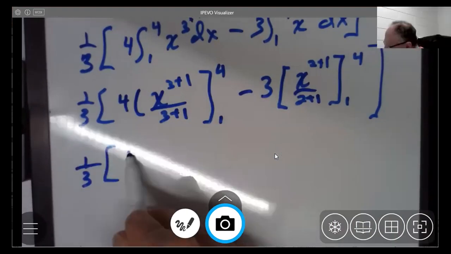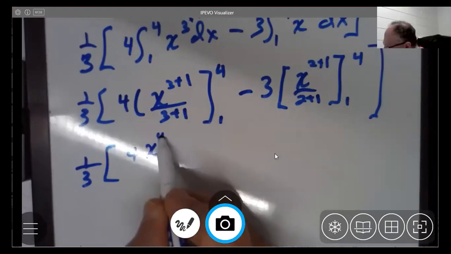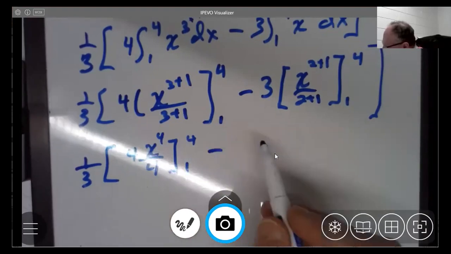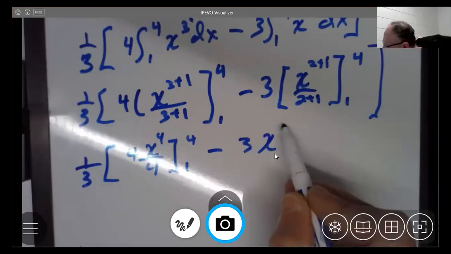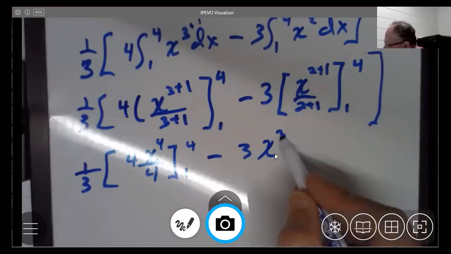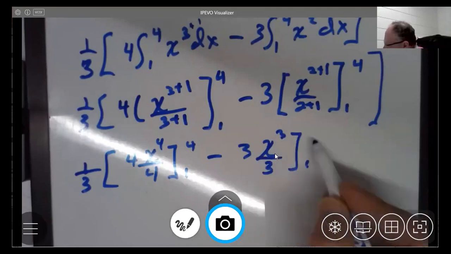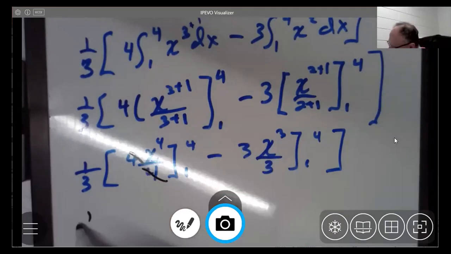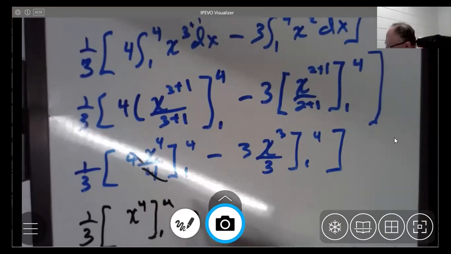So this would be x to the 4th over 4 from 1 to 4, minus 3 times x to the 2 plus 1, which is x to the 3 over 3, from 1 to 4. Okay, and so here the 4s can cancel, so we've got 1/3 x to the 4th from 1 to 4. And here the 3s can cancel, and so that's x to the 3rd from 1 to 4.